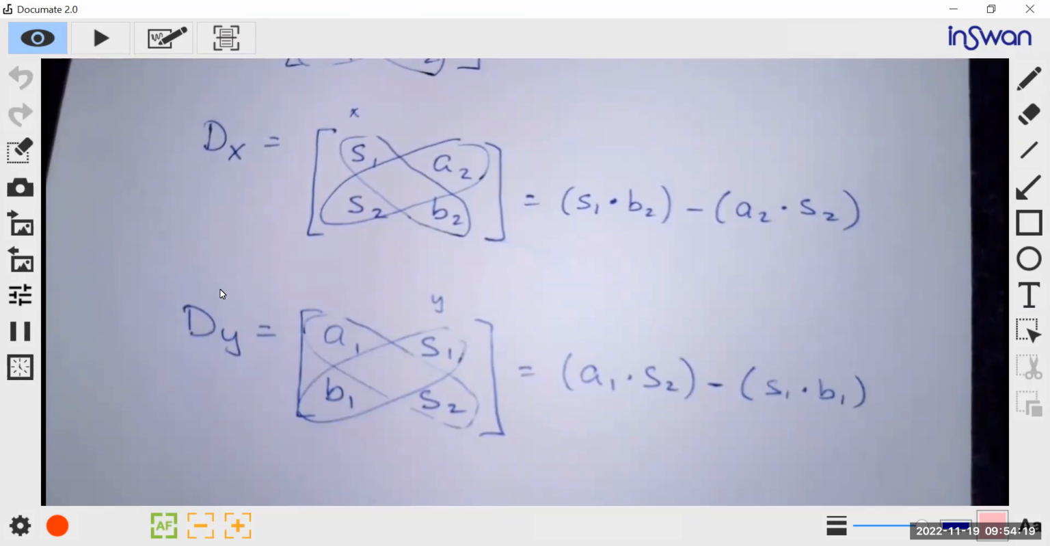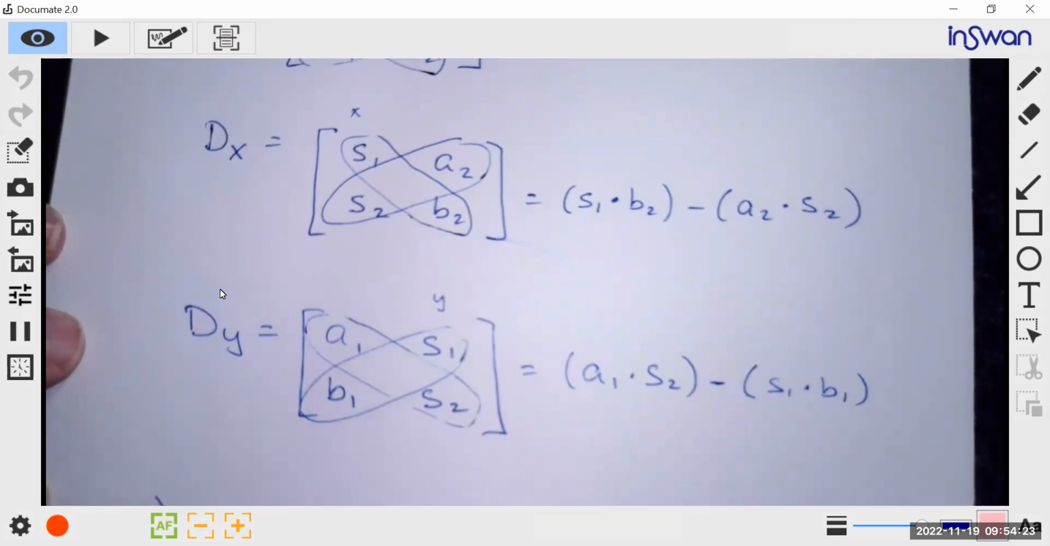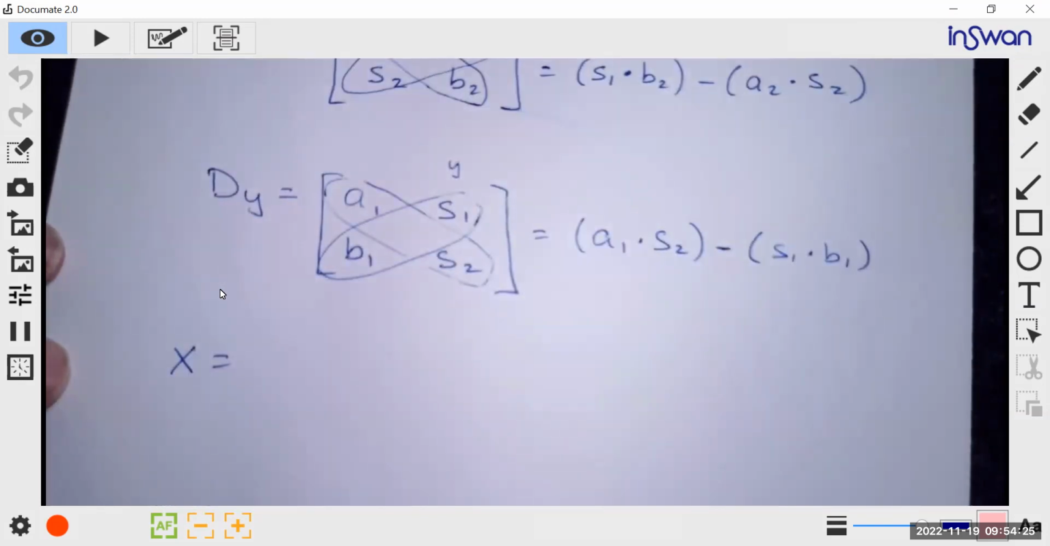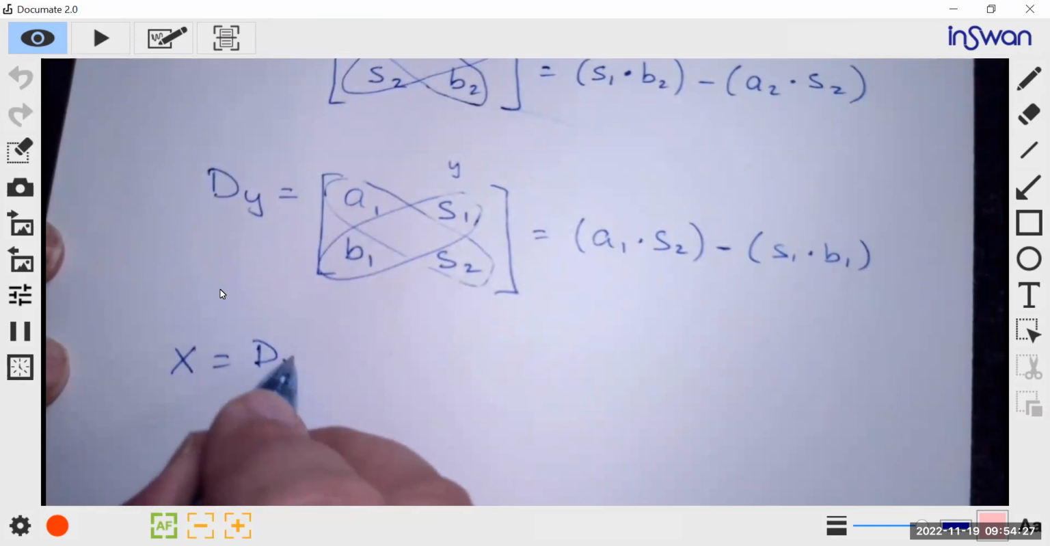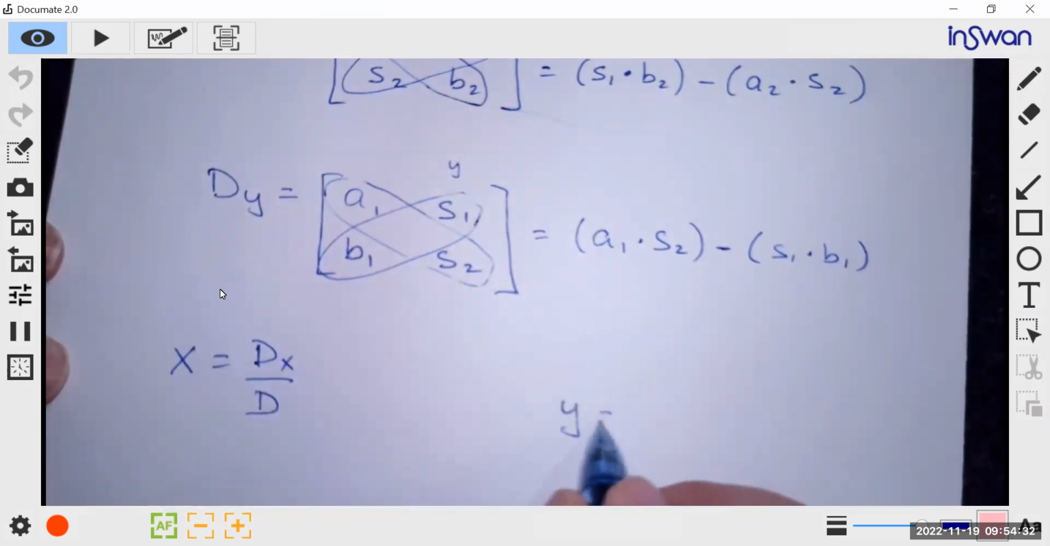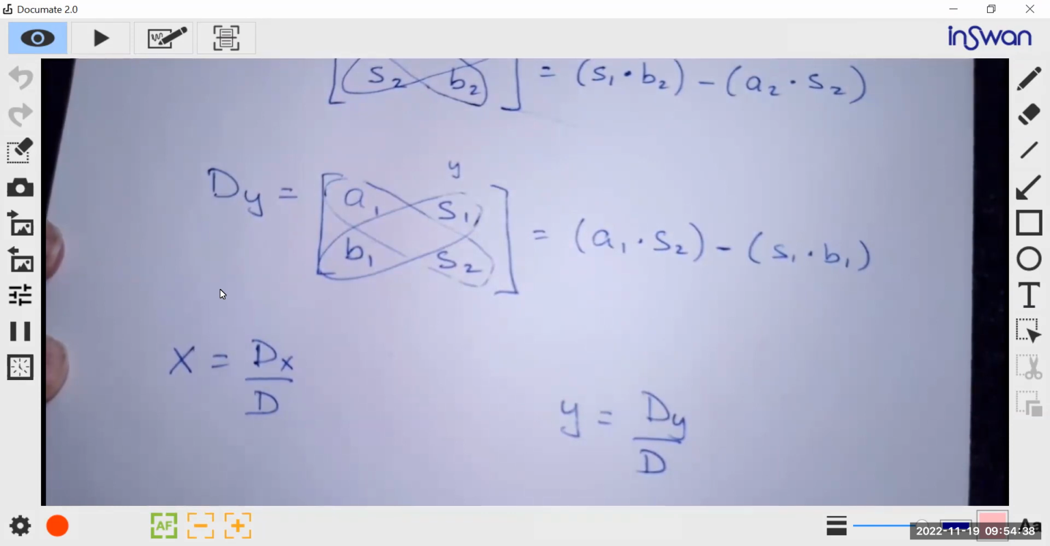Again, all it is is multiplication and addition or subtraction. So to find our X value, we take dx over d. To find a Y value, we take dy over d, and there you have it. Our answers, wherever those are.